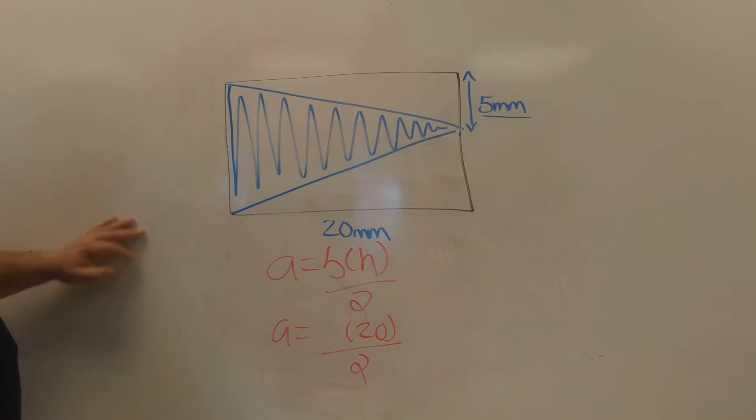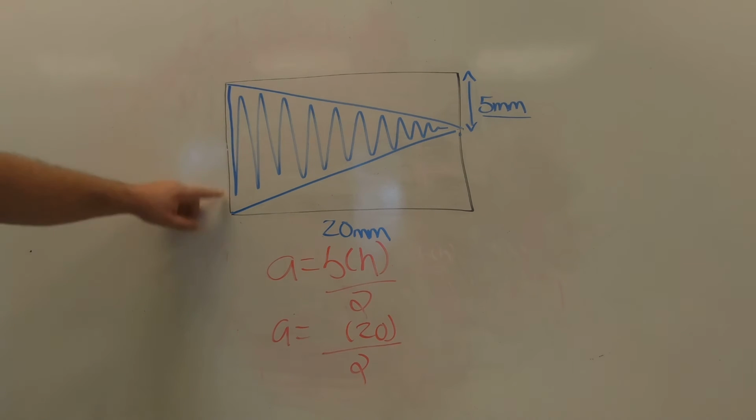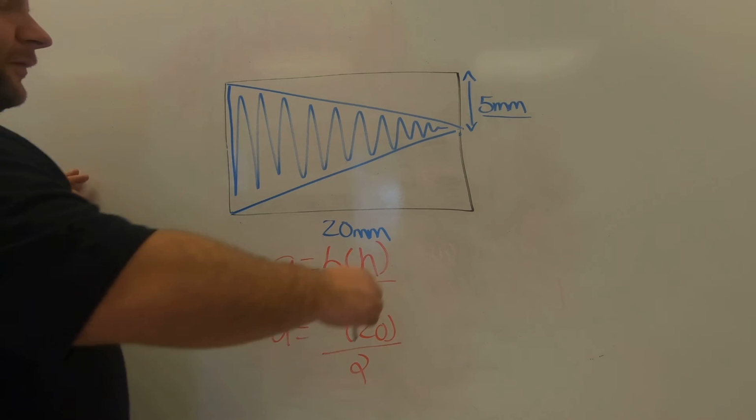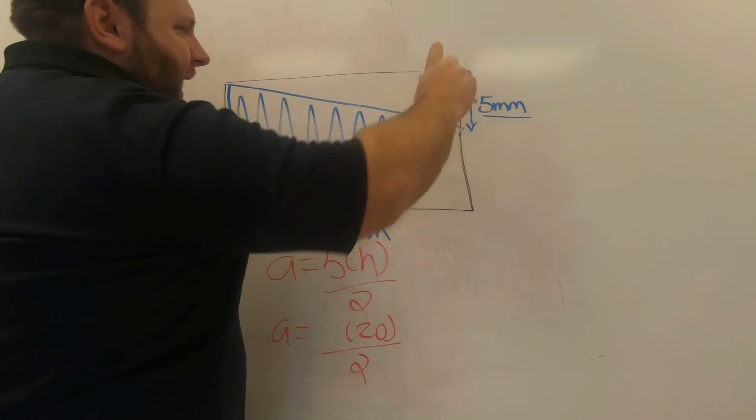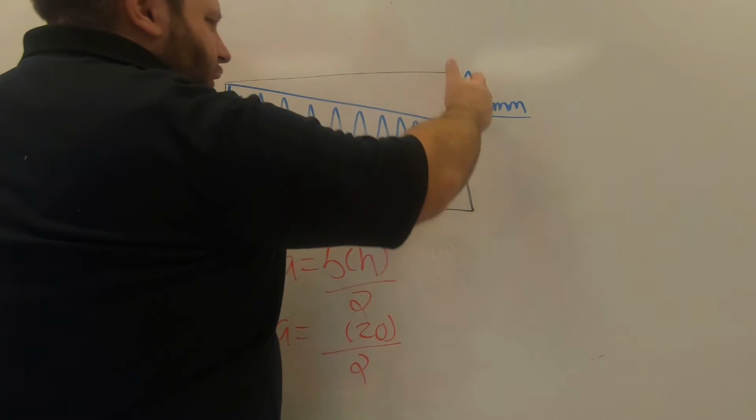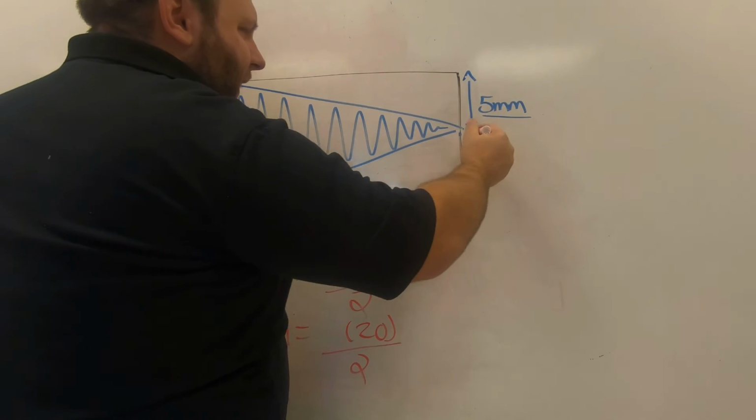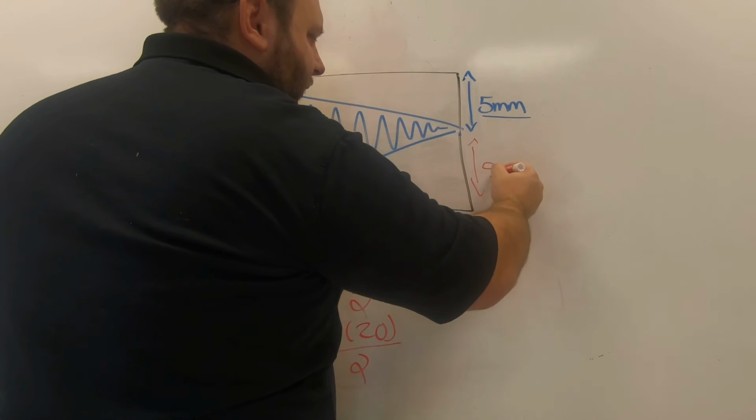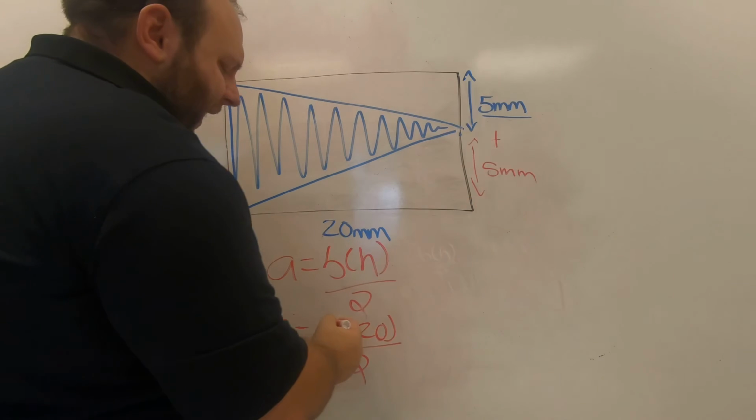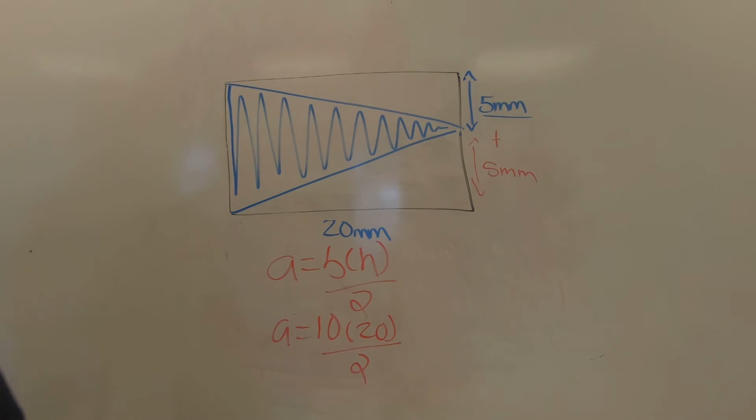Now the question is, what's the base? Well, this is the base here. So it's the distance of the side of this rectangle. But over here, I'm only told that halfway is 5. So I don't need halfway, I need the whole way. But if halfway is 5, the other half is also going to be 5, which means this whole side is 10 millimeters.